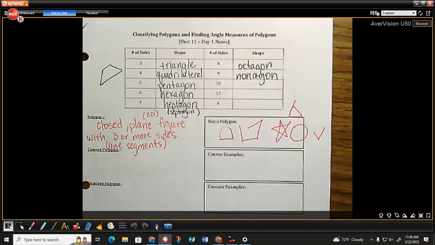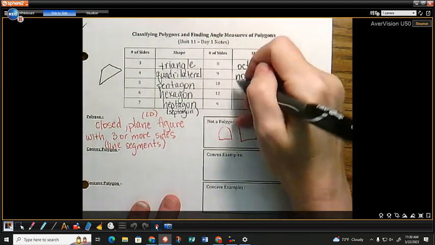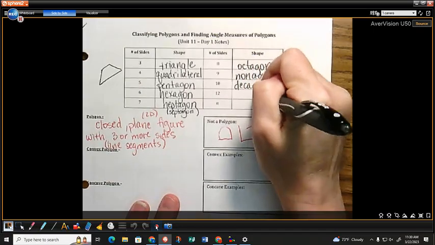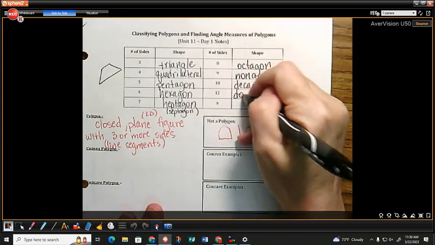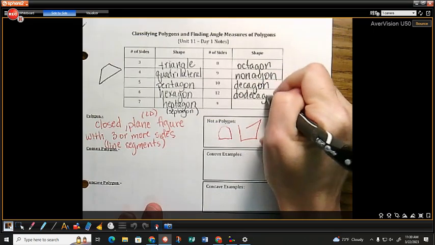10-sided shape. Actually, I'm gonna do 12. 10-sided? It's a decagon. Like a decade has 10 years, a decagon has 10 sides. Okay. 12. Dodecagon. It's a dodecagon. See? Y'all gotta trust me. I know my facts.